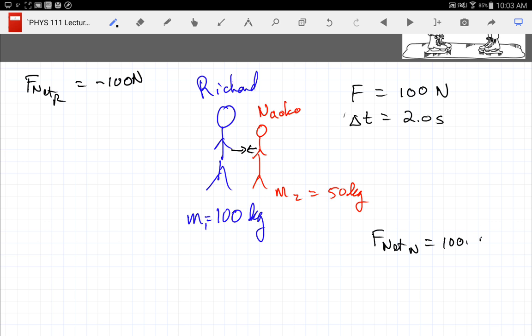Whoops, not 1,000, 100. Yes, you're right. I just got carried away with my zeros. Okay, so each one has a net force of 100 newtons. Sometimes we say, well, shouldn't it be split 50-50, so it's 50 on each? No, back to Newton's third law. Richard pushes with 100 newtons on Nalco. Nalco pushes back with 100 newtons on Richard. So now we look at what's going to happen to Richard.